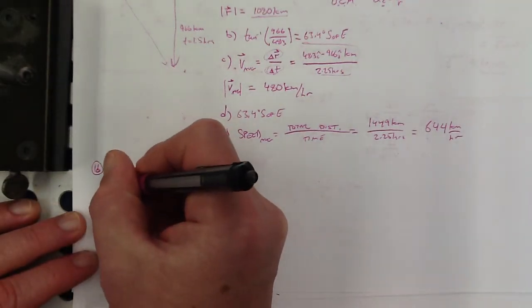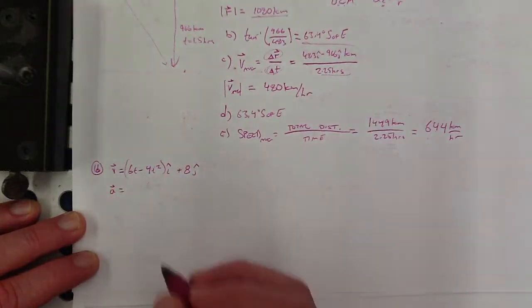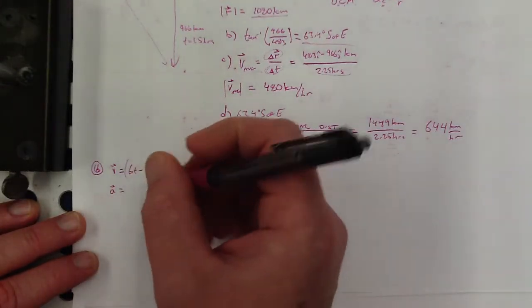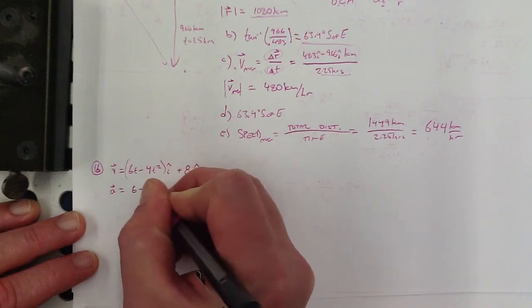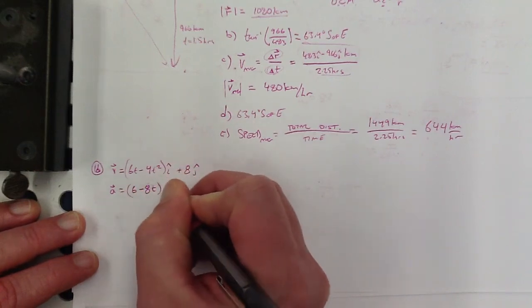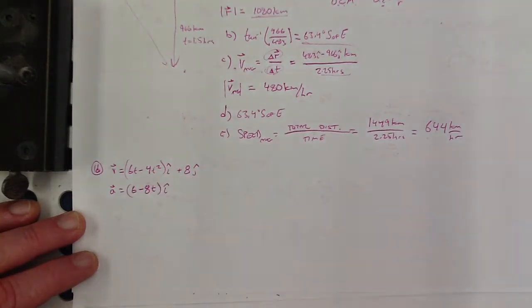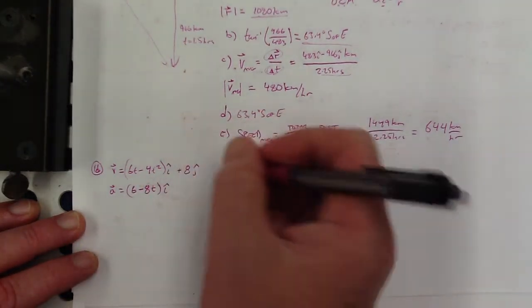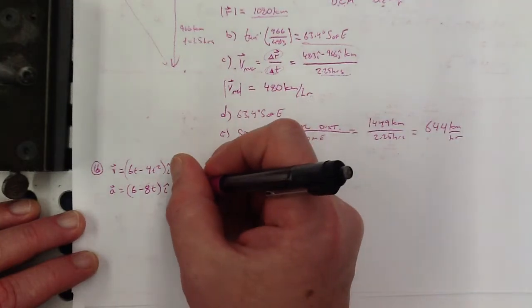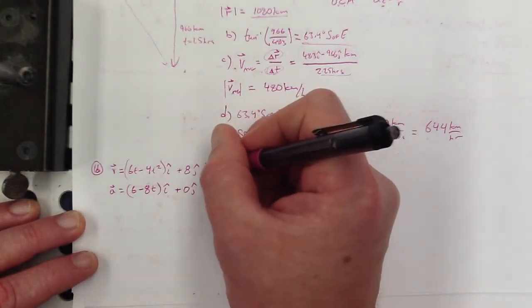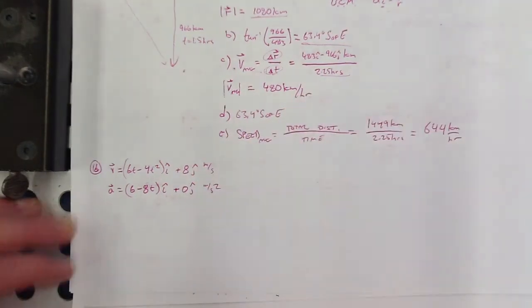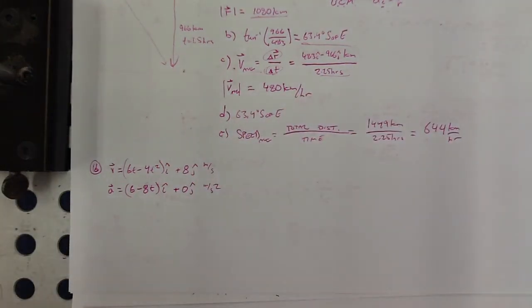So if this is the velocity, the acceleration is the derivative of this, and we just do the derivative by components. So this would be 6 minus 8t in the i direction. And then this is a constant, so the derivative of that is 0. We could write that there for emphasis if you want. That's meters per second, and this is meters per second squared. And they would like to know for part A, what's the acceleration when time is 3?